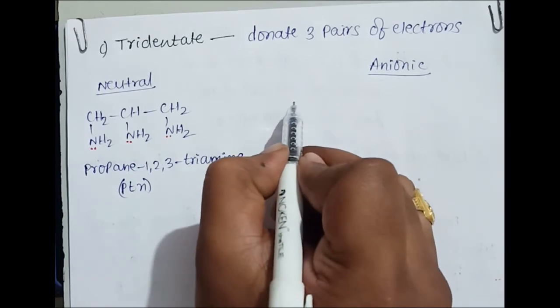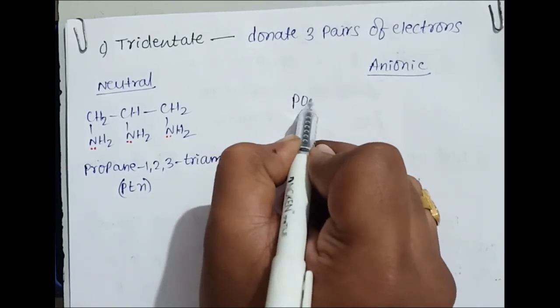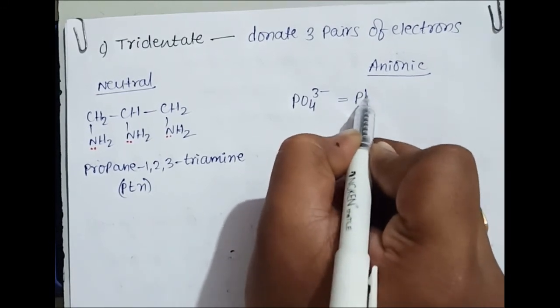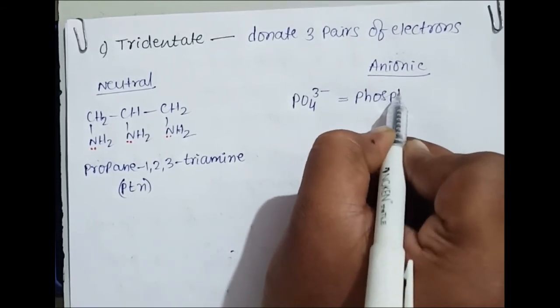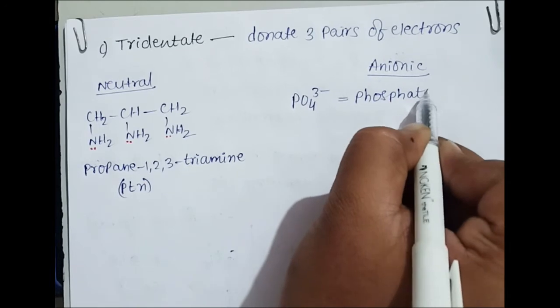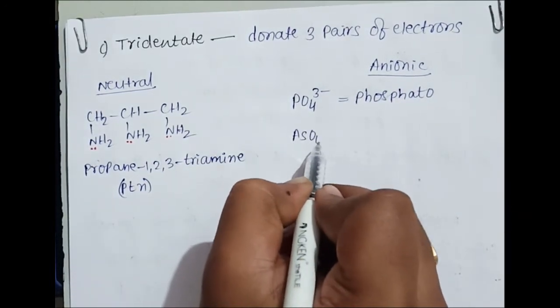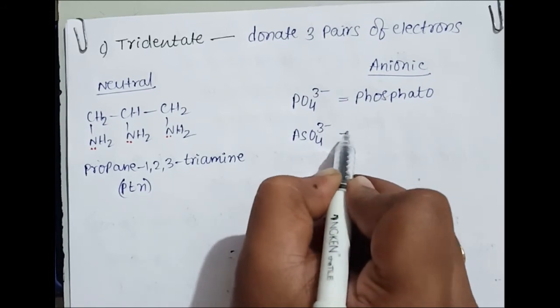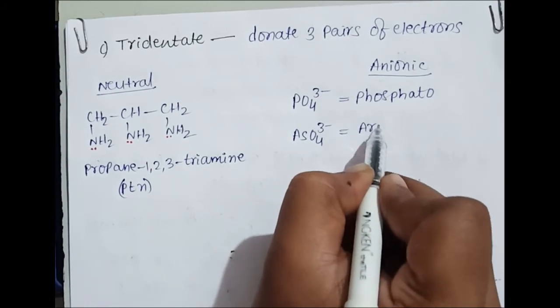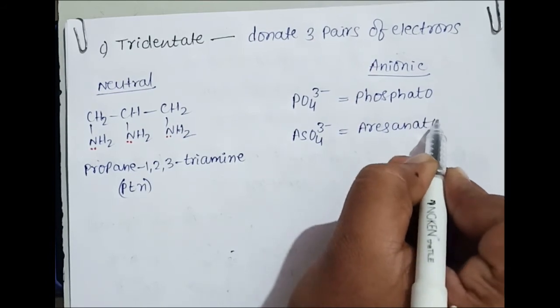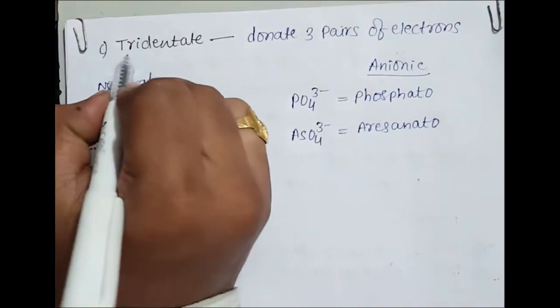And for anionic ligands, we have two examples. One is PO4 3-, which is actually phosphate, and here we end with O, so phosphato. Another example, AsO4 3-, which is actually arsenate, so we call it arsenato. This is about tridentate ligands.